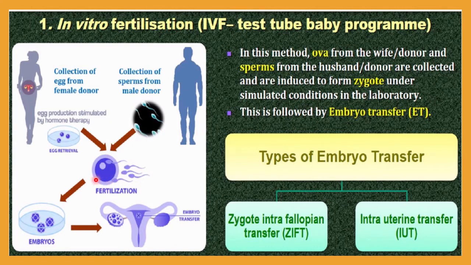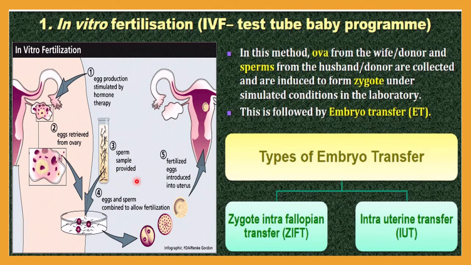After fertilization, you know very well, a zygote will be formed, and the zygote will be allowed to grow for some time. It will convert into an embryo, and this embryo will be shifted inside the mother, in the female uterus. That is why it is called embryo transfer, or ET. To be very clear, let me explain more using this diagram.